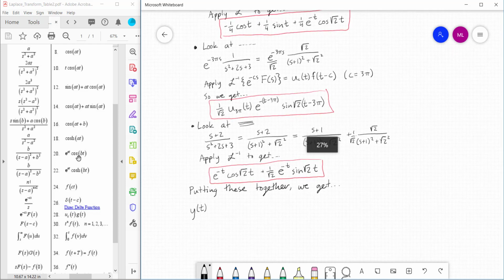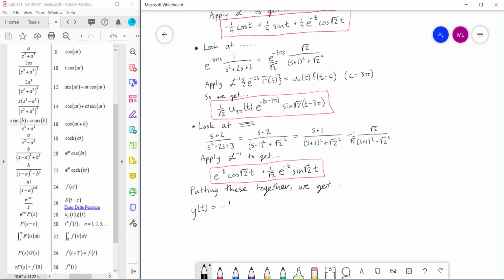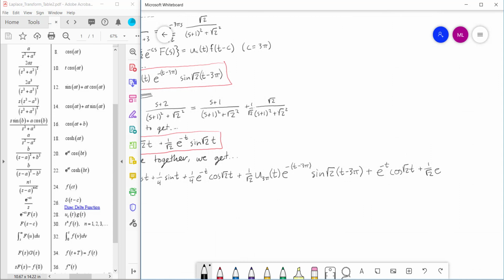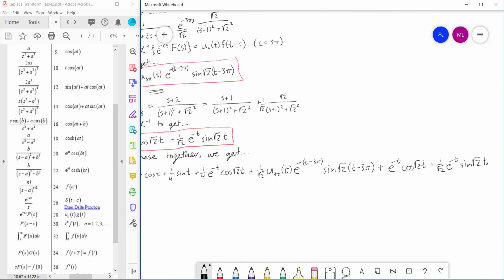So we've got, see if I can get it all on one screen here, negative 1/4 cosine of t plus 1/4 sine of t plus 1/4 e to the negative t cosine of root 2t plus 1 over root 2 times our Heaviside function u3 pi of t times e to the negative t minus 3 pi sine of root 2 times t minus 3 pi plus e to the negative t cosine of root 2t plus 1 over root 2 e to the negative t sine of root 2t. There's our answer.